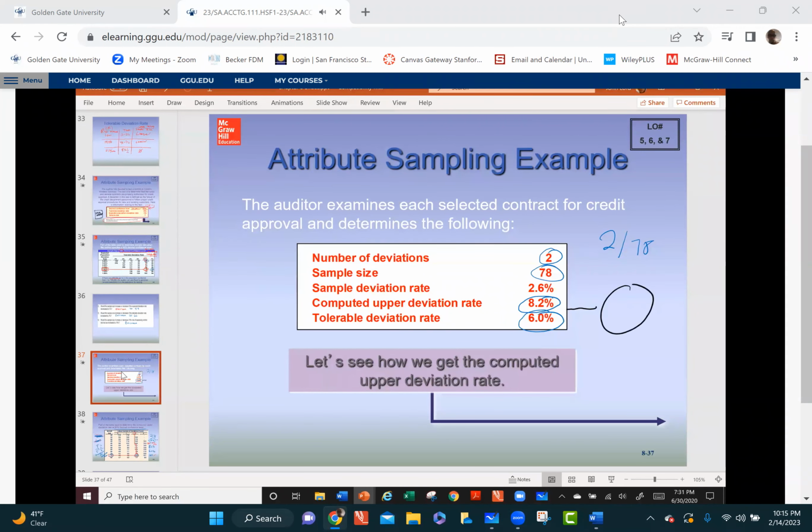Is the auditor happy or sad? Those are the eyes. I need you to tell me them now. Sad. Well, sad, right? The auditor is sad because what? He was sitting there saying, she was sitting there saying, hey, I was willing to take up to 6% deviation. This is telling me what? It could be as high as 8.2%. I can't live with that, right?